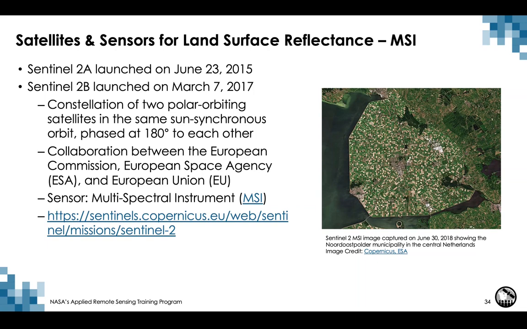The multispectral imager instrument is the primary sensor on both satellites, Sentinel-2A and Sentinel-2B, offering high-resolution optical imagery in 4 bands at 10 meters, 6 bands at 20 meters, and 3 bands at 60 meter spatial resolution. Sentinel-2A launched in 2015, and Sentinel-2B launched in 2017.